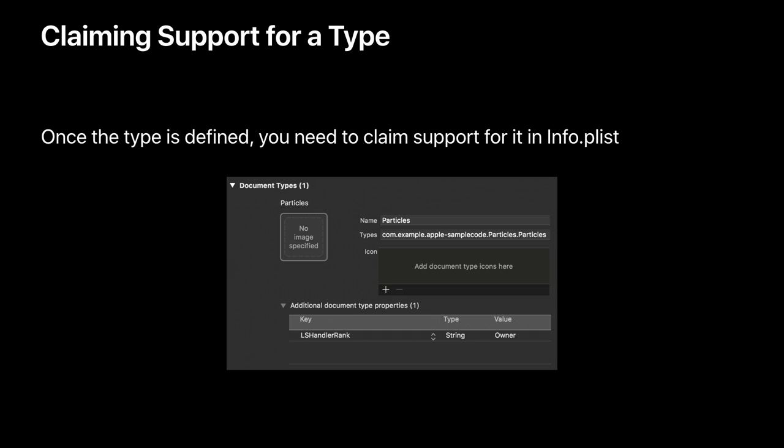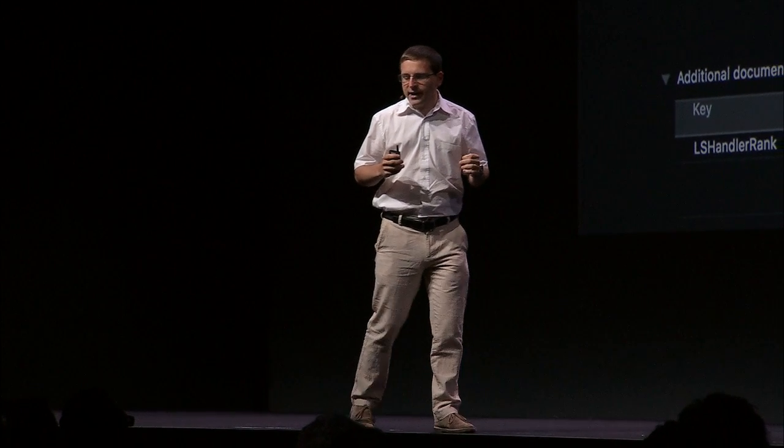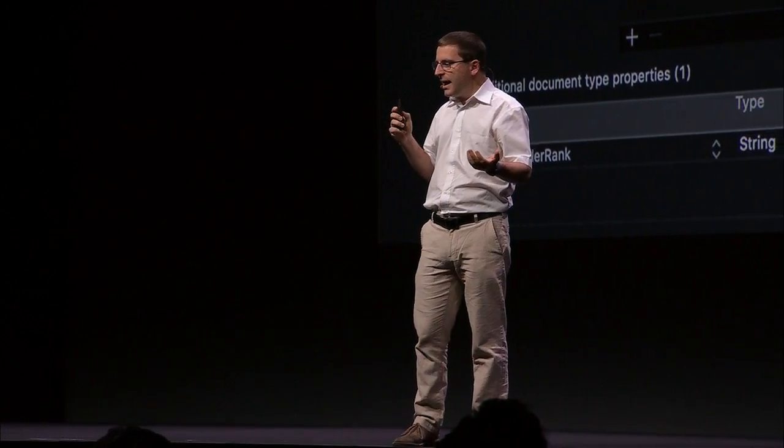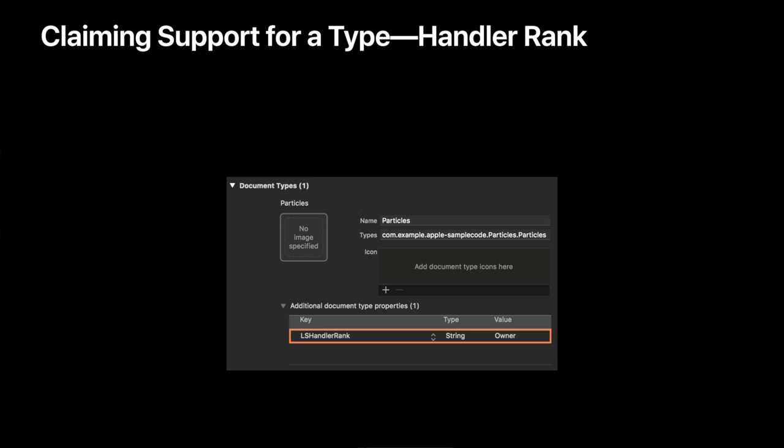Once you have your type defined, you can claim support for it still in your Info.plist or the Xcode UI. To do this, you specify the type identifier that we have just defined. And the only other thing you need to do is define a rank. This lets iOS know what to do when you tap on a file and multiple apps can open this file.